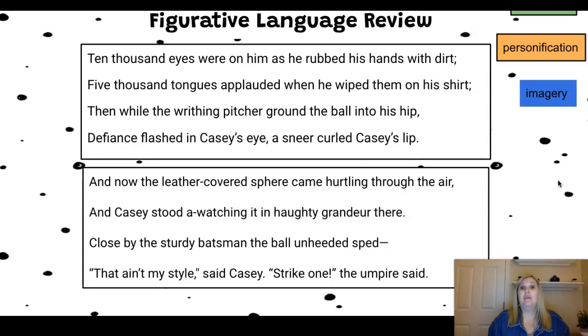So find an example of a hyperbole, an example of personification, and find another example of imagery, a description. Also, I do want to point out that we didn't talk about this, but what is a leather-covered sphere? They mentioned a sphere, and that's a shape, right? It's kind of a round shape, like a ball. So that's what they're talking about, the baseball, when they call it a leather-covered sphere. Pause the video so you can label these things.